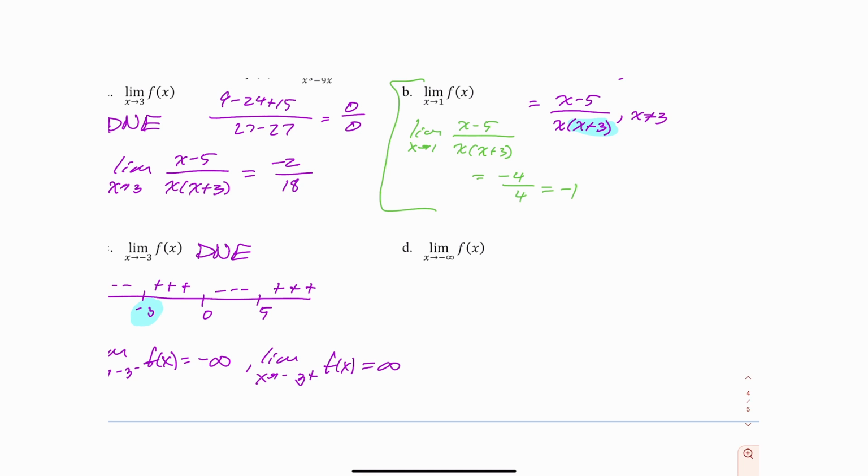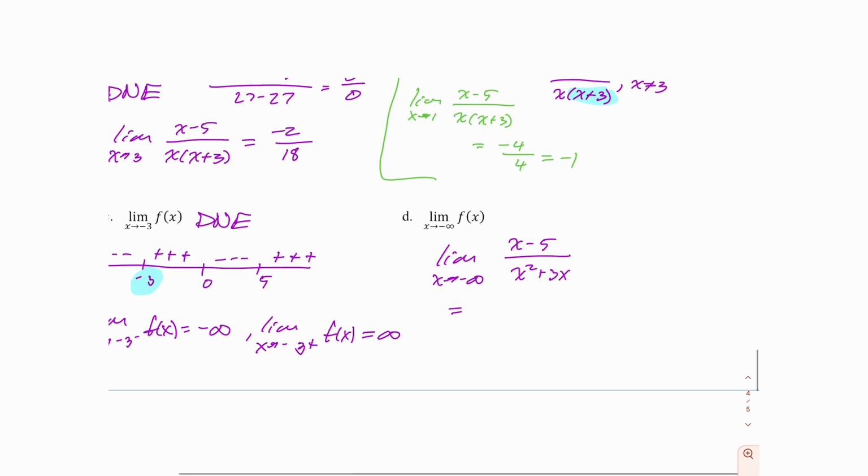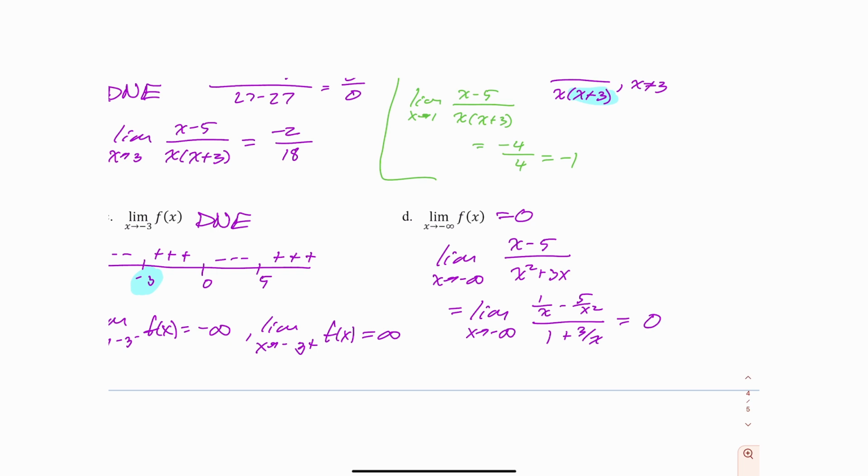And then the limit as x approaches negative infinity of f of x. I'm going to do the work, but we know the answer is 0, because the degree of the numerator is less than the denominator. So x minus 5 over x squared plus 3x. Divide everything by the highest power of x in the denominator. That gives us 1 over x minus 5 over x squared, over 1, which is the key, plus 3 over x. And then if we go to infinity, we get 0, horizontal asymptote at y equals 0. Not the question, but that is true.